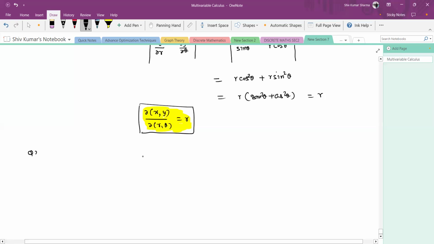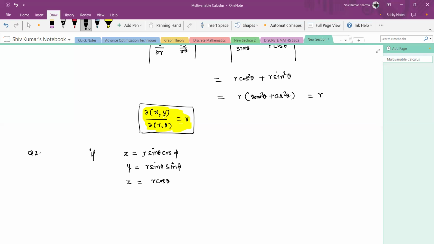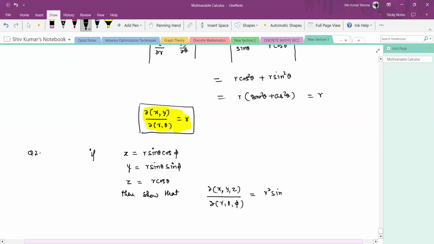So the next problem is: we have three dependent variables and three independent variables. So we take the problem related to that. If x is equal to r sin theta cos phi, y is equal to r sin theta sin phi, and z is equal to r cos theta, so we have the functions x, y, z of r, theta and phi. Now show that del x, y, z upon del r, theta, phi is equal to r square sin square theta.